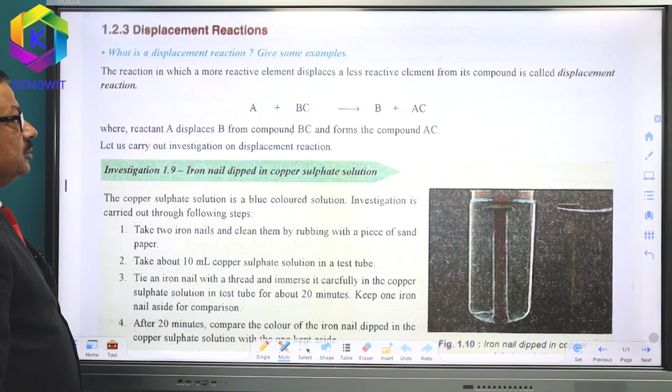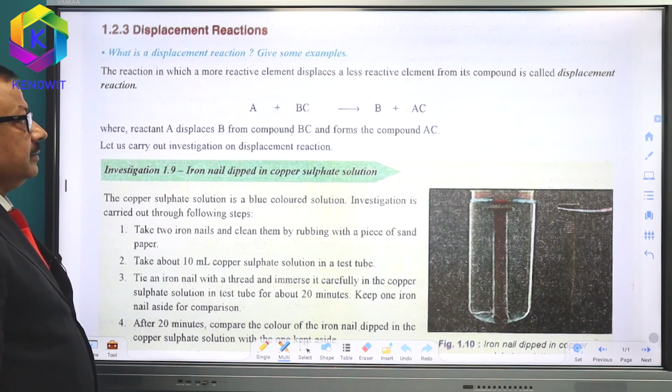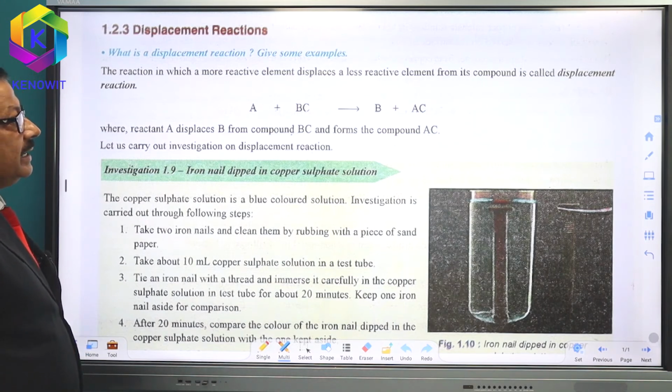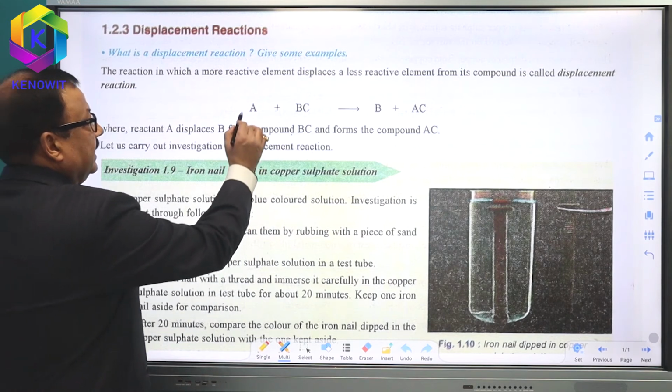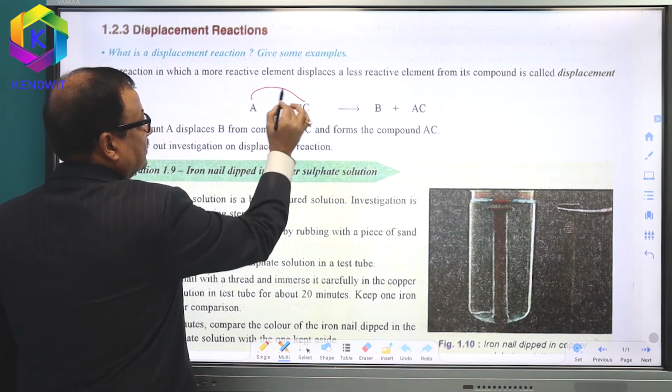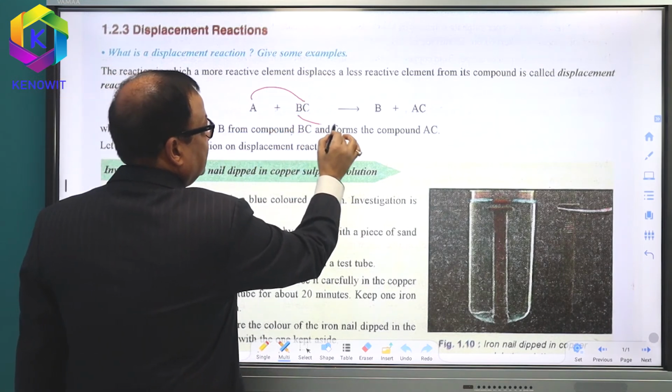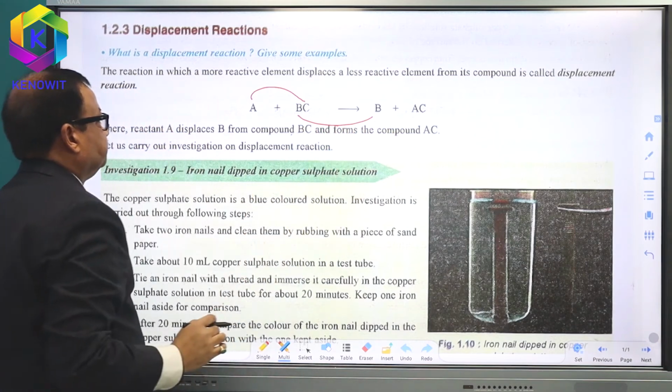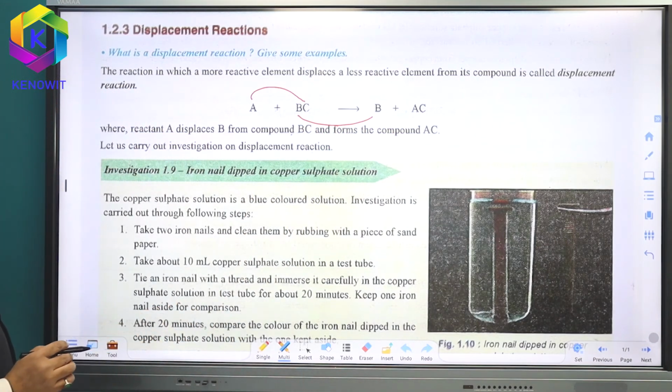So suppose A plus BC. So C is replaced by A. It means A is more reactive than C. This A combines with C and the products are B plus AC, where reactant A displaces B from the compound BC and forms the compound AC.